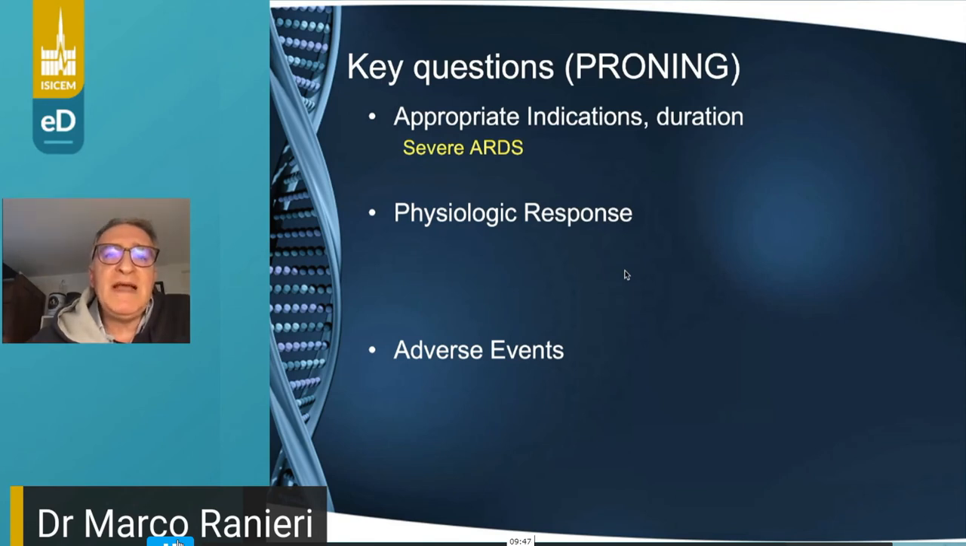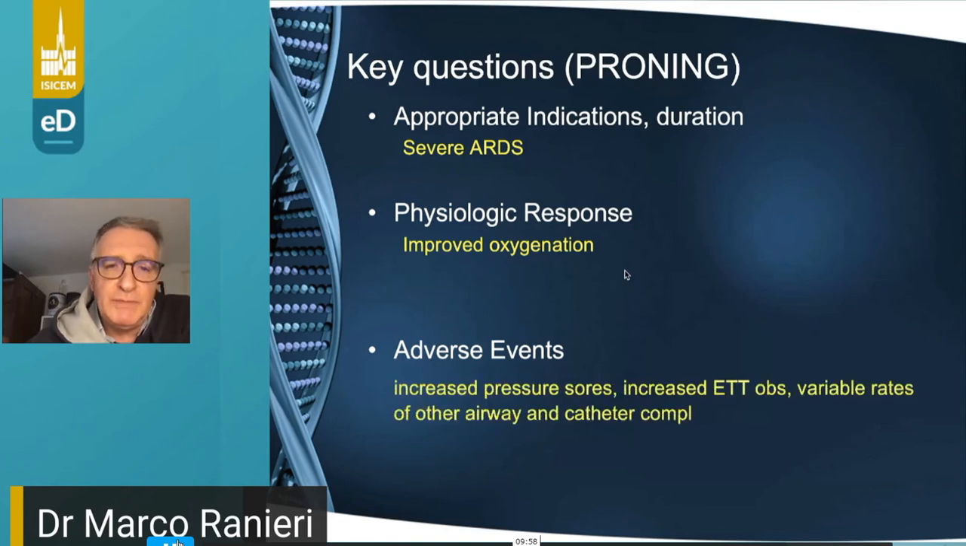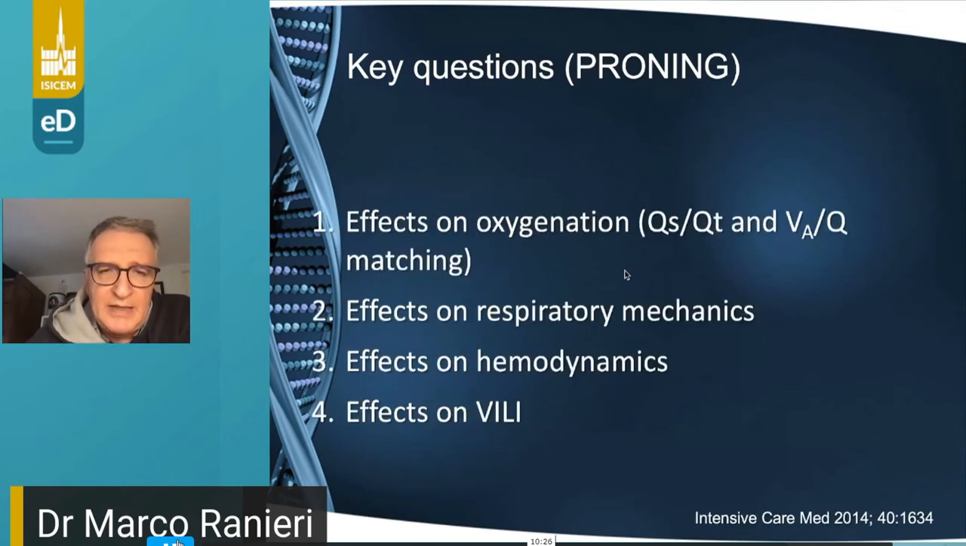So what is the appropriate indication? Severe ARDS. The physiological response we should look at to identify responder and non-responder is an improvement in oxygenation. What are the adverse events you should take into consideration? First of all, lesions to the face, to the patient's face, because of the increased pressures on tissues caused by the proning, increased obstruction of endotracheal tube, and all other complications that are related to the airway management and to management of vascular access and catheters.